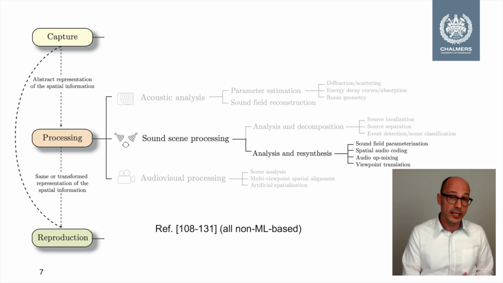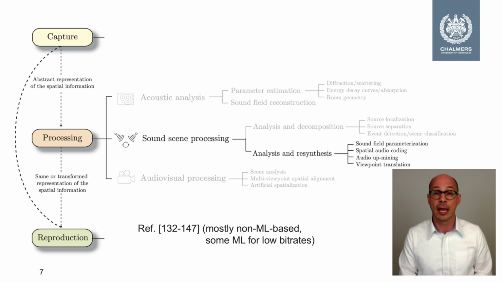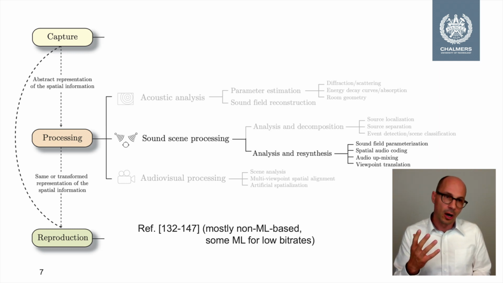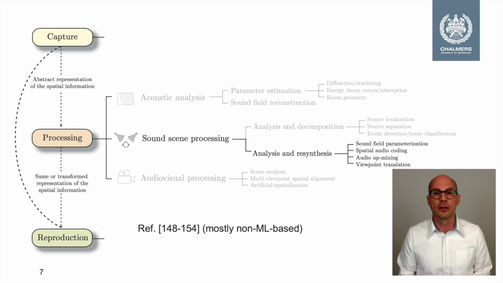Spatial audio coding is prominently applied in the MPEG context by means of conventional signal processing. So similarly to sound field parameterization, the sound scene is decomposed into objects of different perceptual salience. Audio upmixing refers essentially to converting a sound scene representation into one with a higher number of channels, which usually comes with an apparent increase of the spatial resolution.